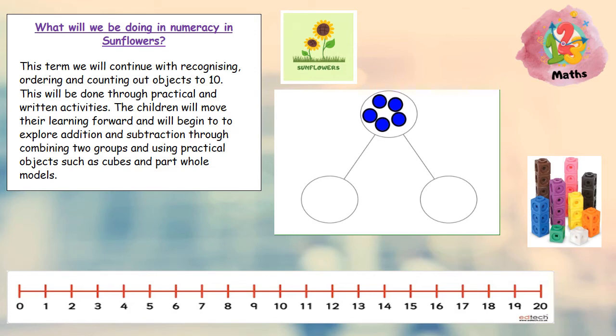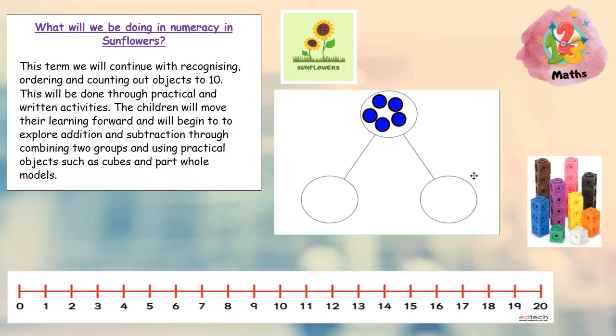This term we'll be continuing with recognising, ordering and counting down objects to 10. This will be done through practical and written activities. The children will move their learning forward and will begin to explore addition and subtraction through combining 2 groups and using practical objects such as cubes and part-whole models.